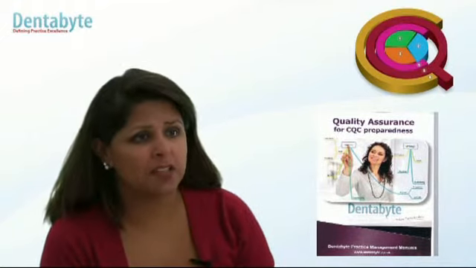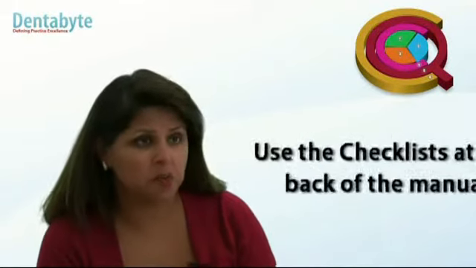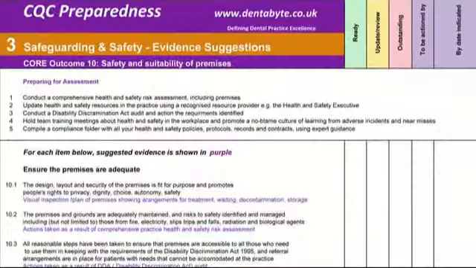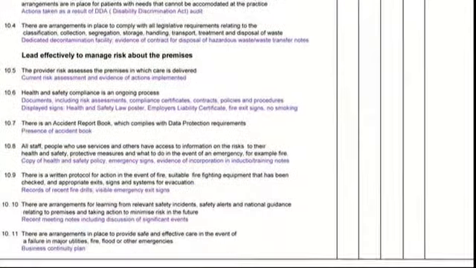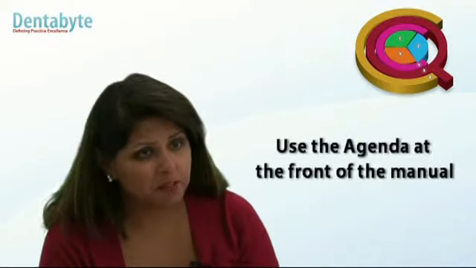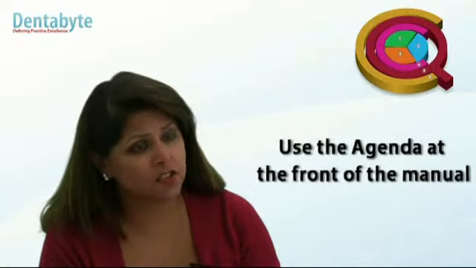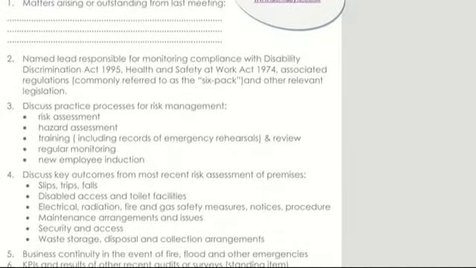Our practice management manual for CQC will help you reorganise your existing quality assurance practice systems in 3 steps. First of all, use the A3 checklist for this outcome from the back of the manual to audit your compliance. This gap analysis helps you to identify actions that will improve outcomes for people who use your services, in other words, your patients. Then use the agenda from the front half of this manual to conduct a training session for your team. It includes an attendance record and a training pack is available from our website.